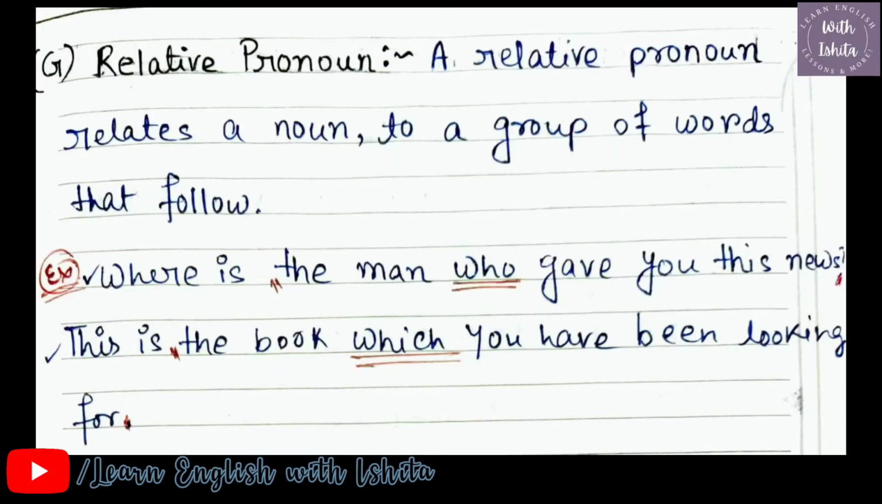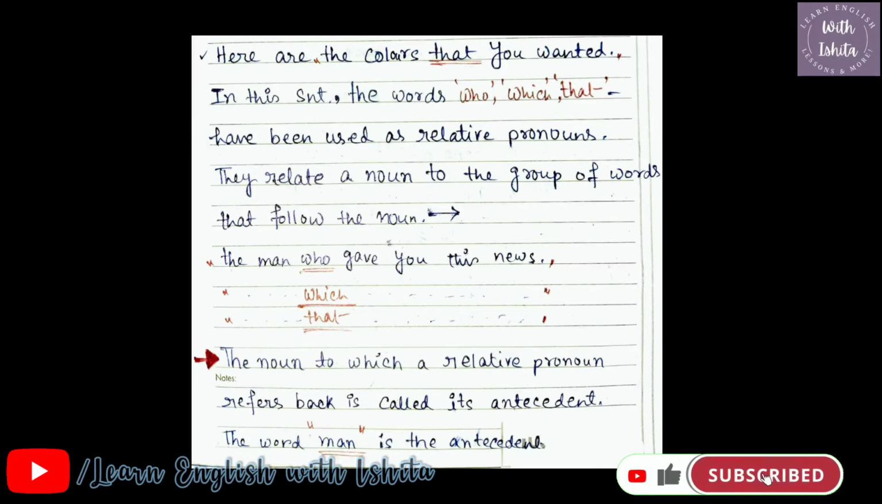Now we're gonna look at the relative pronoun. A relative pronoun relates a noun to a group of words that follow. For example, where is the man who gave you this news? Next, this is the book which you have been looking for. Next, here are the colors that you wanted. In the sentences, the words like who, which, that have been used as relative pronouns. They relate a noun to the group of words that follow the noun.